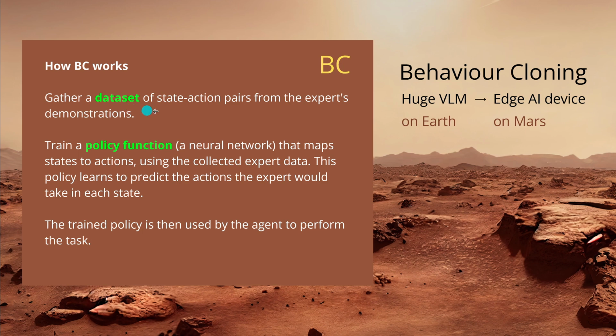We have to gather a data set of state-action pairs from the expert demonstration here on Earth. So those are, if you want, our training data. And then we train a policy function, a neural network, that maps the states to the actions using the collected expert data from step 1. And this policy learns to predict the action the expert would take in each state. So we are not exploring the action space in its entirety. We have a clear path forward, laser focused. And then this trained policy is used by the agent on Mars to perform the task.